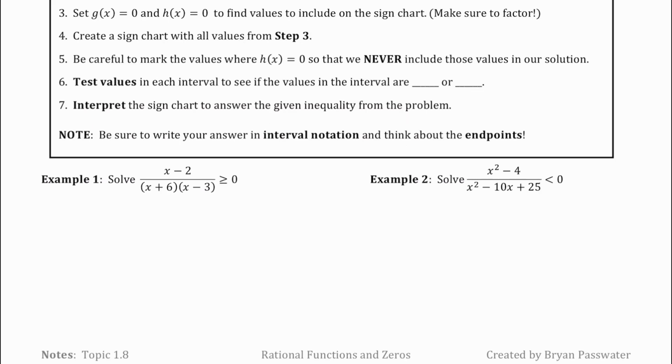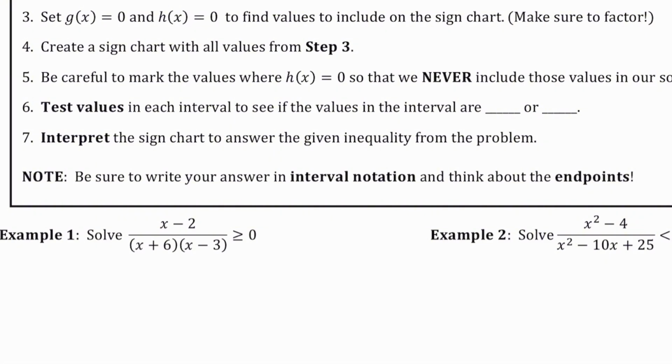Number 6, test values in each interval. Test the values of each interval using that number line method and see if they output a positive or a negative. A positive would mean use the positive intervals if the inequality has a greater than or equal to, and the negative is for less than and less than or equal to.